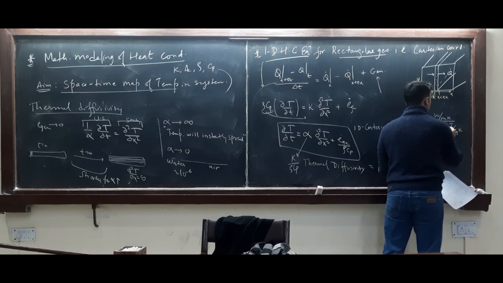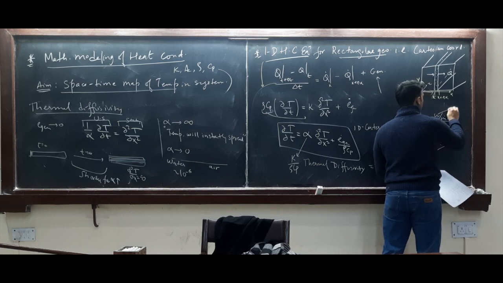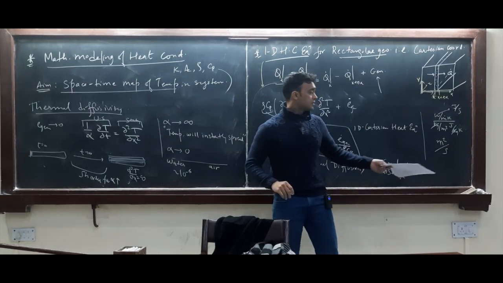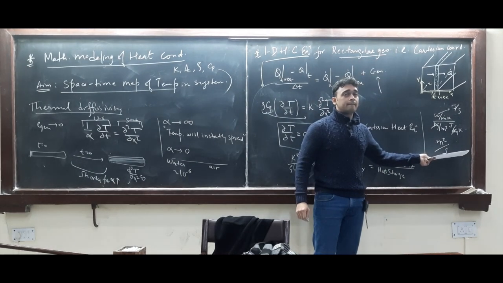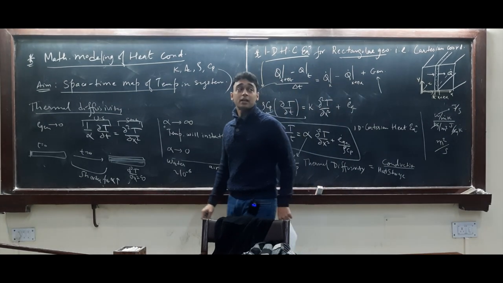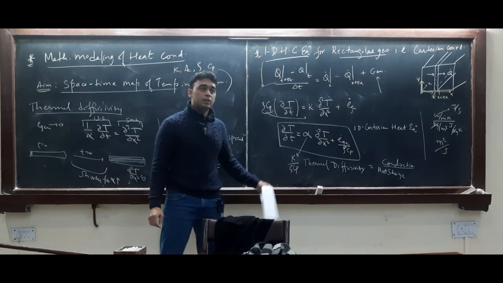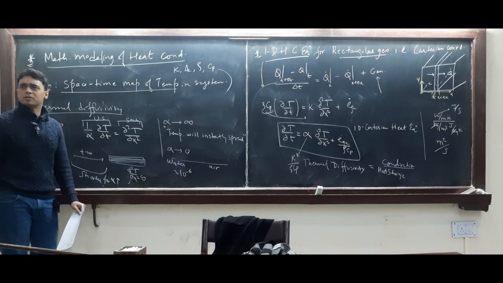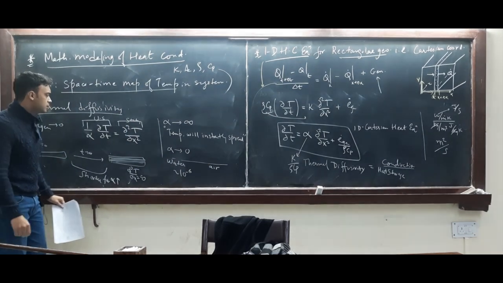kg cancels. This goes meter square. Watt is joule per second. So you get meter square per second. Same as diffusion coefficient, right? Same as kinematic viscosity also. They are very similar equations. Kinematic viscosity is dynamic viscosity by density.